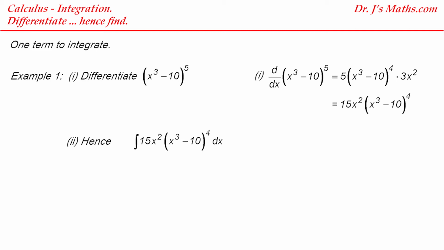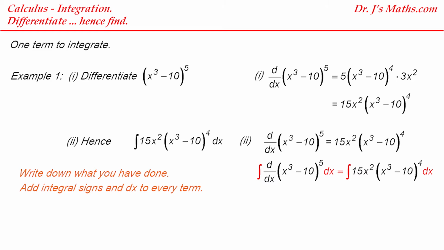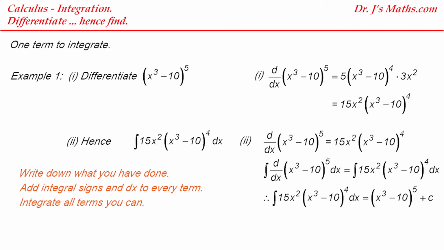Now in part 2 we follow the following steps. First of all, we're going to write down what we've done, so the derivative of dx and so forth, just copy it down. Second one is to add integral signs and a dx to every term, so we've done that in red here. And the third one is to integrate all terms we can.